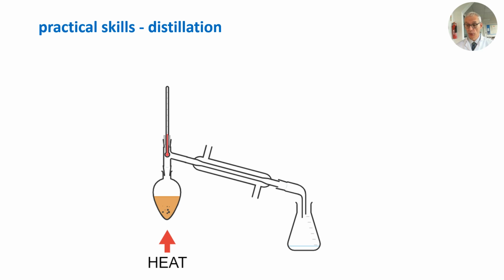Two or three important things to note. Firstly, the position of the thermometer bulb opposite the outlet. So the evaporate is coming up and its temperature is being measured as it enters the outlet and the condenser. So we can get some identity for that vapor.